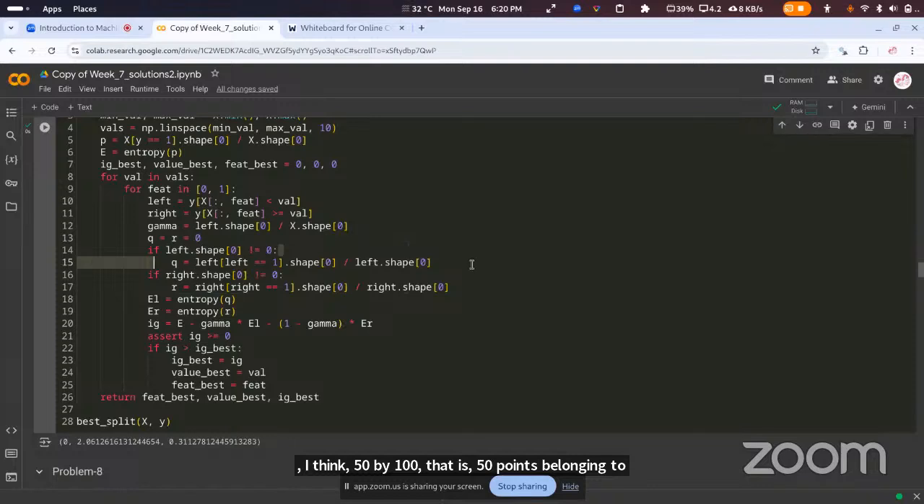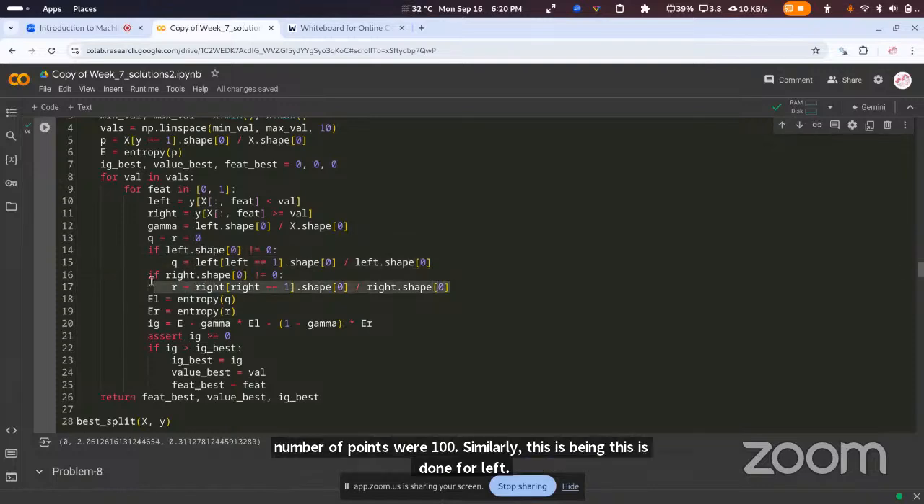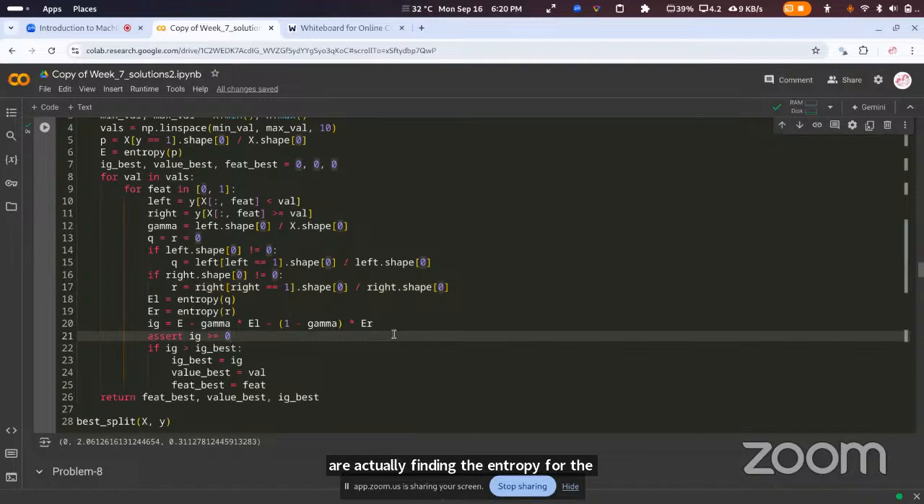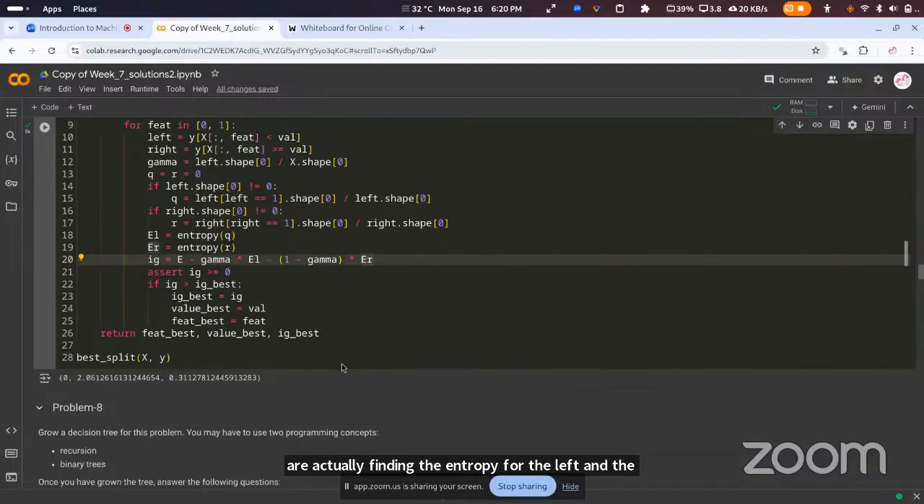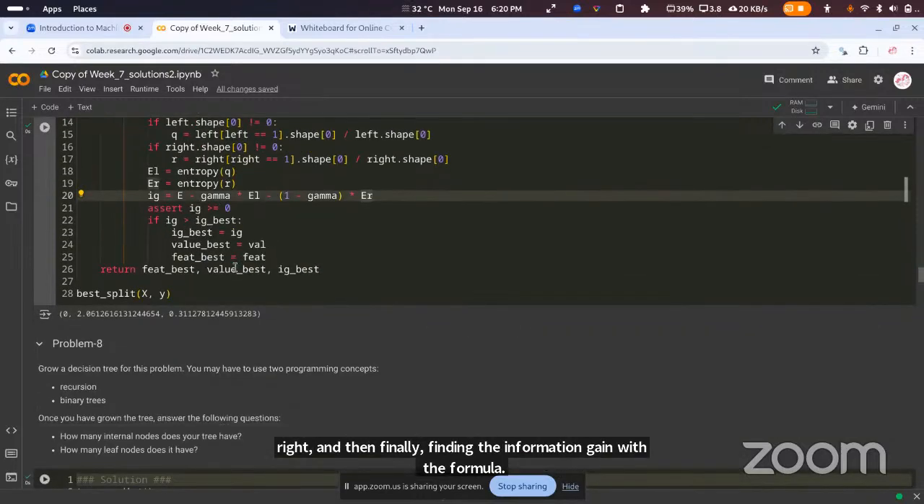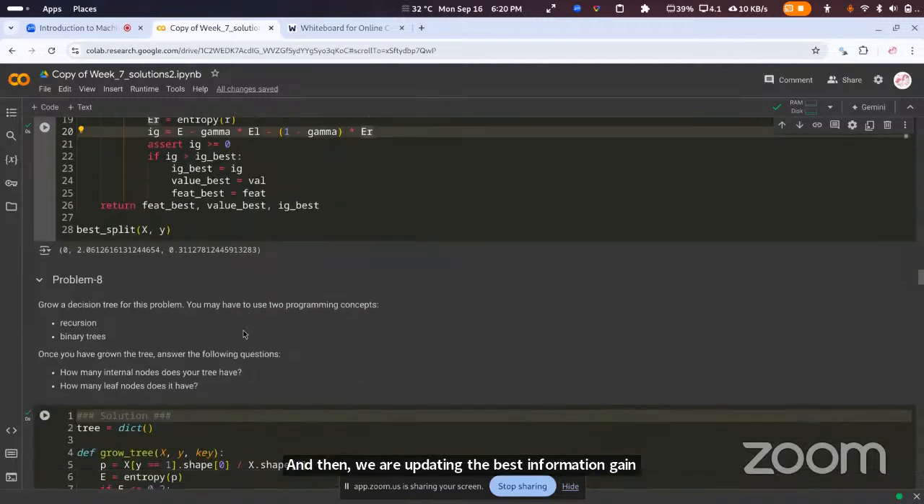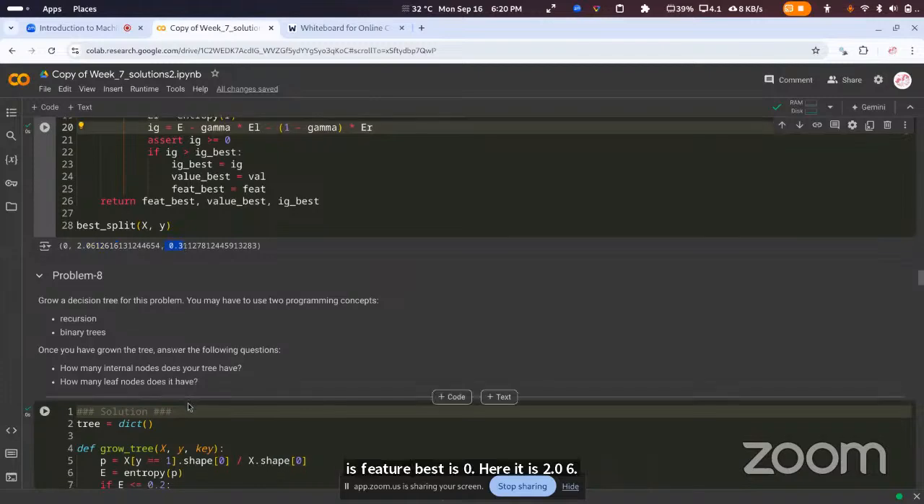Similarly, this is done for the left and for the right subtree. After this, we find the entropy for the left and the right, and then finally the information gain with the formula. Then we update the best information gain value and the best feature value, and return them finally. The value we obtained is best feature 0, the value is 2.06, and the information gain is 0.3112.